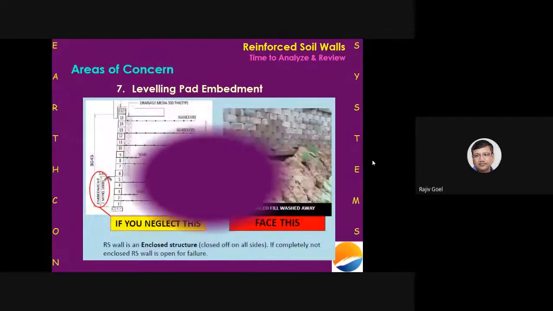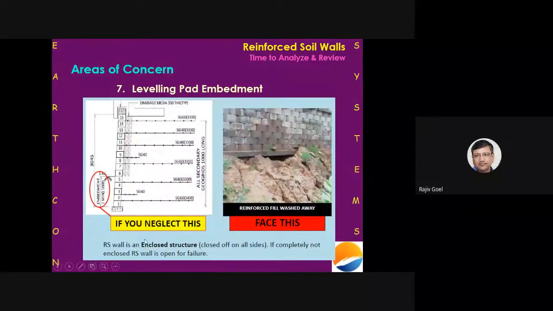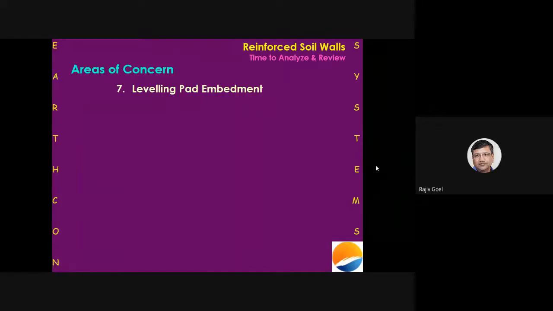Otherwise, what can happen is, I'll try to show here. The idea is that it has to be a minimum of 1 meter. And if you do not follow this, this is what can happen: the outside fill is eroded and your leveling pad is exposed. I'll show you many, many more pictures to highlight my point.